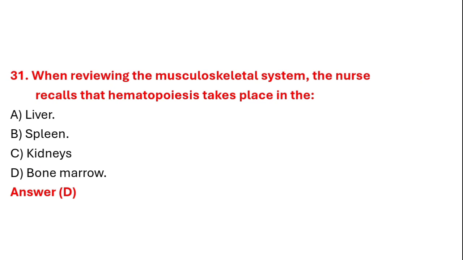Question number 31. When reviewing the musculoskeletal system, the nurse recalls that hematopoiesis takes place in the. Option A, liver. Option B, spleen. Option C, kidneys. Option D, bone marrow. Correct answer is option D, bone marrow.